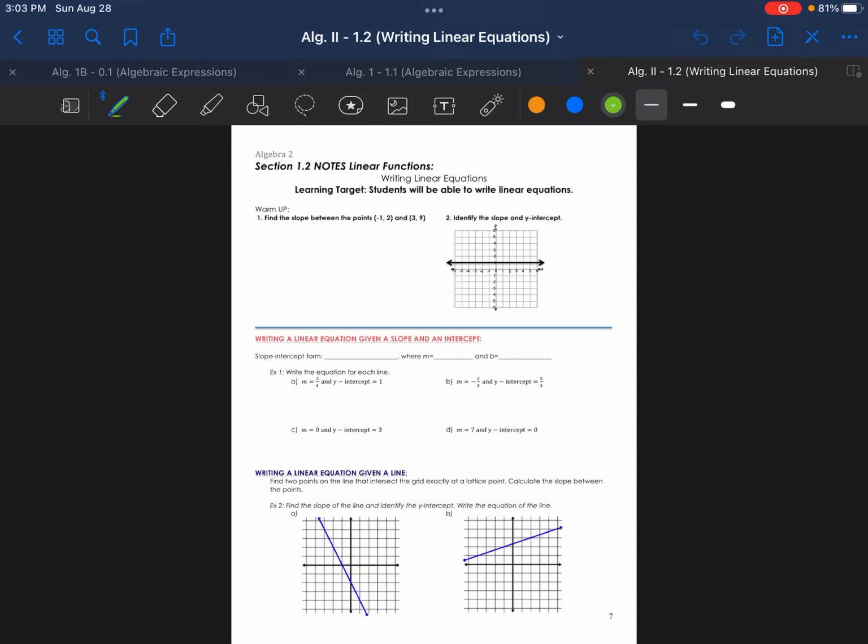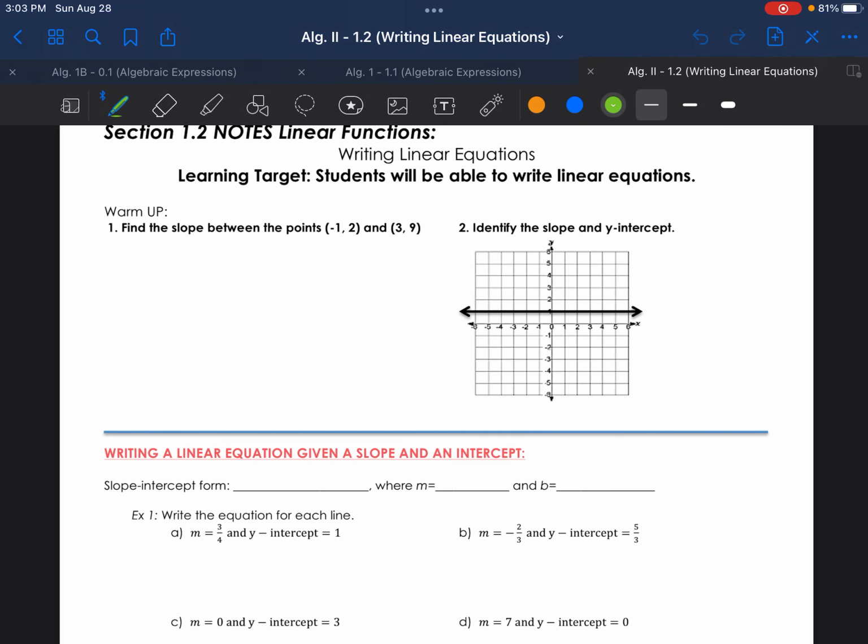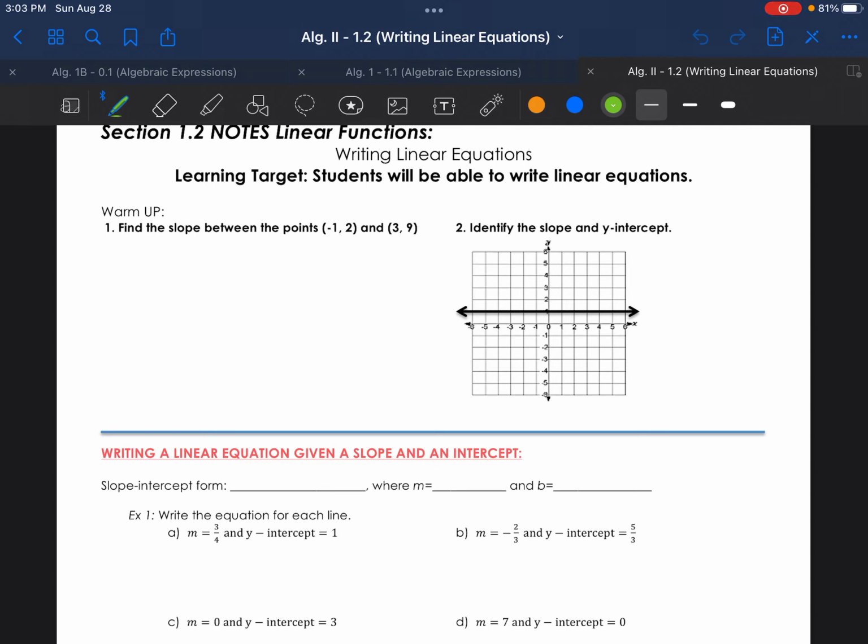Welcome everyone to section 1.2 in Algebra 2, writing linear equations. So the learning target is that students will be able to write linear equations. So let's start out with just finding the slope. So a little bit of review from 1.1.